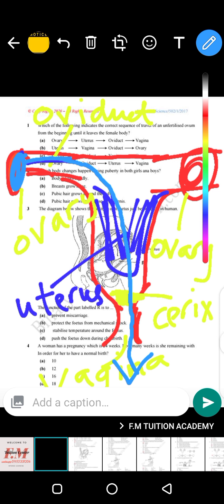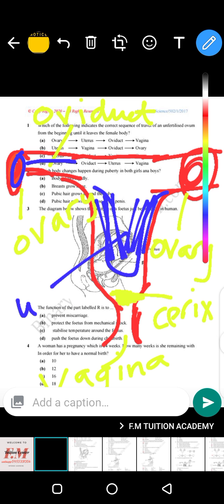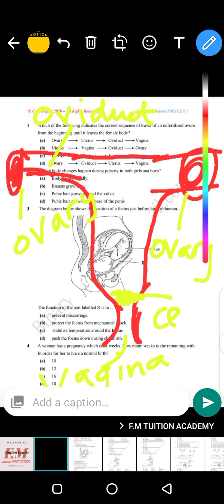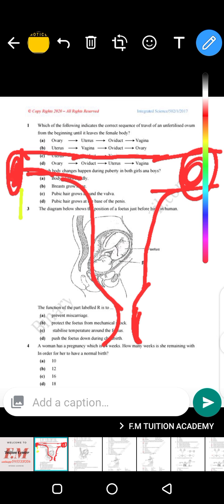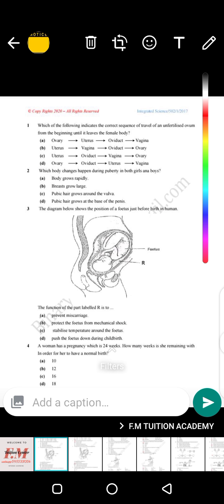So what is the answer here? I was just doing this for illustration purposes, to help you understand, so I'm going to remove this. It means the answer here is going to be D. It starts from the ovary, goes to the oviduct, then the uterus, and then the vagina. So the answer here is D, the way I explained.